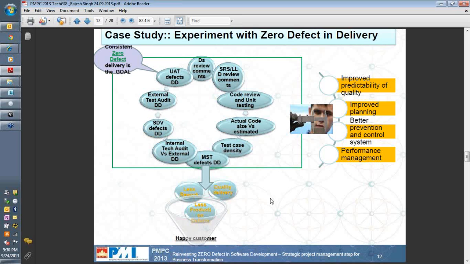So with this process, what we are finally aiming for is a happy customer. This is only possible when I deliver the right quality to the customer, with fewer defects in the production system, and the effort utilized in fixing bugs is going to be very, very minimal. So basically I'm always trying for zero defects, so the rework part is going to be almost negligible for me.